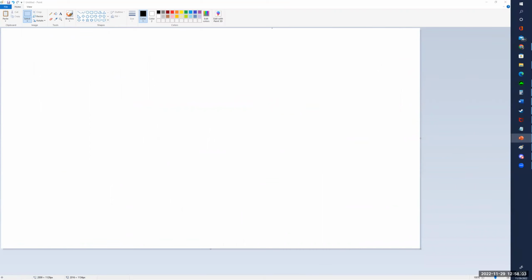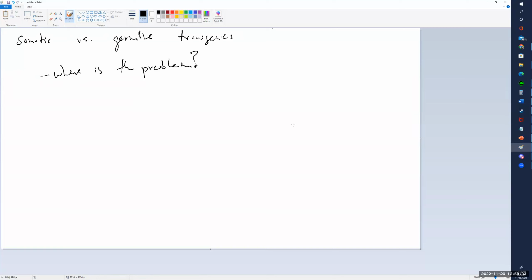All right, so when we're thinking about inheritance, that's the difference between somatic versus germline transgenics. All right, so when we're treating a disorder, we want to think about a few things, and this goes for the topics that you guys are working on as well. Where is the problem? So for example, let's say that the problem is blindness.